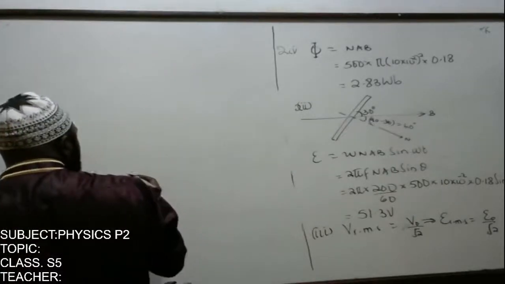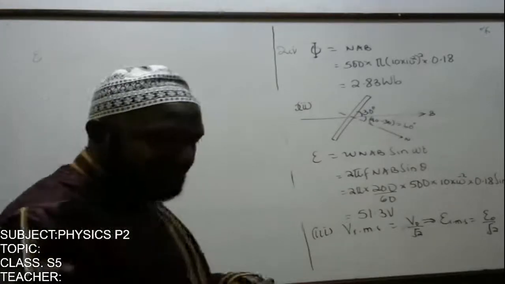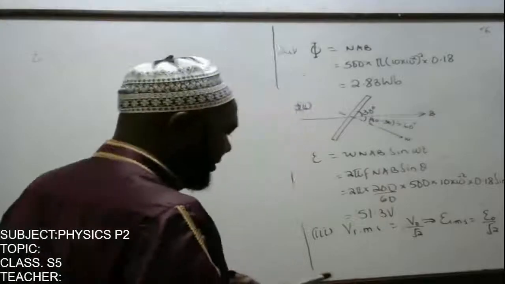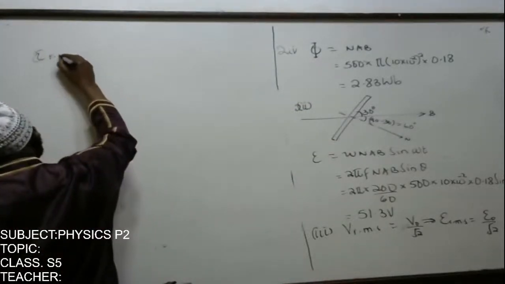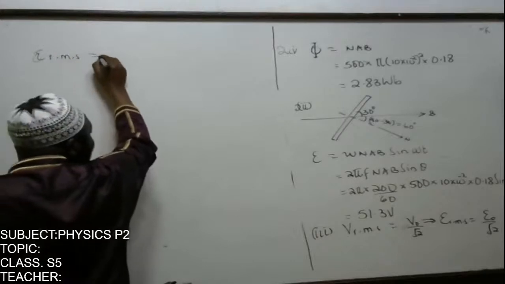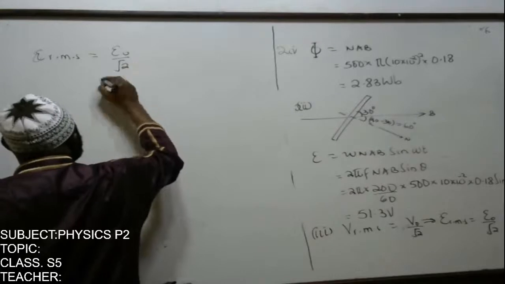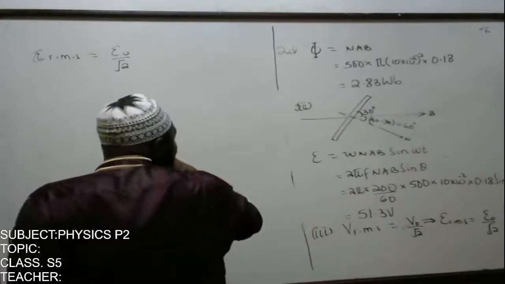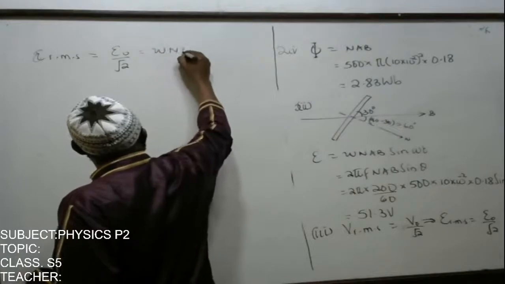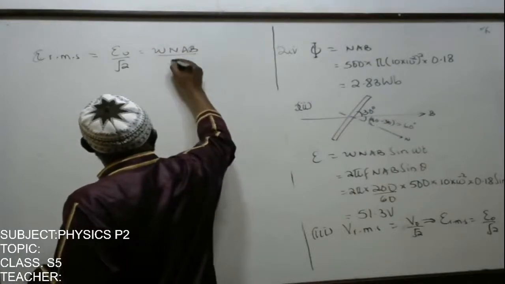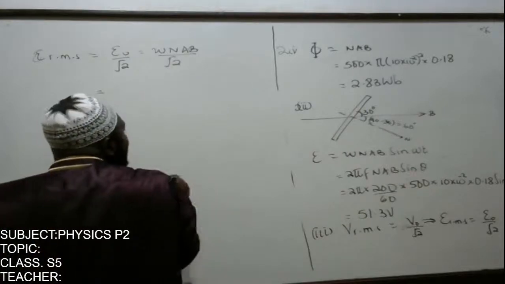So we end up having E_RMS is equal to E naught over root 2. But originally, this is the same as W naught over root 2. So the expression is only substituting it there.